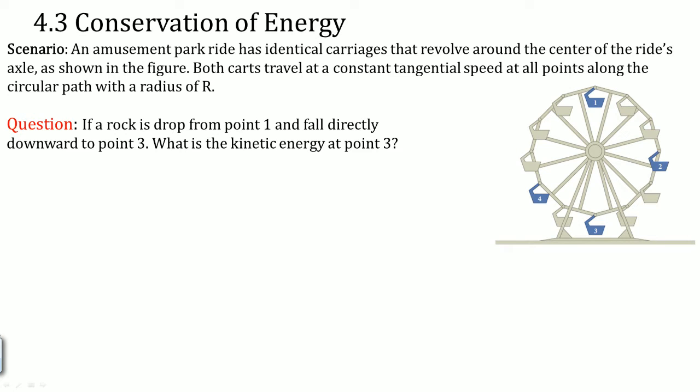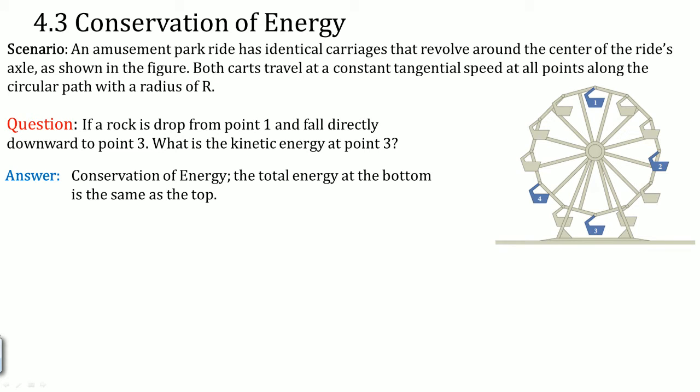Scenario: an amusement park ride has identical carriages that revolve around the center of the ride's axle, as shown in the figure. Both carts travel at a constant tangential speed at all points along the circular path with a radius r. Question: if a rock is dropped from point 1 and falls directly downwards to point 3, what is the kinetic energy at point 3?